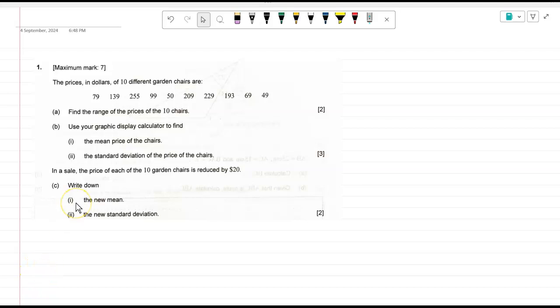Okay, he is given $5,000 at 4.2%. This is statistics, right? The price in dollars of 10 garden chairs. I didn't see this on the test. Find the range of prices of 10 chairs. How do you find range?